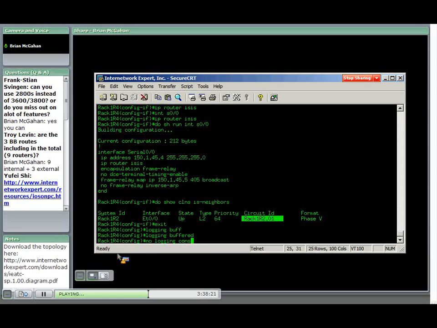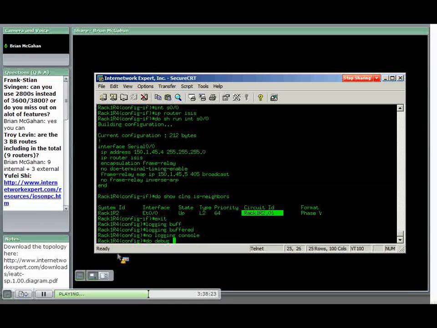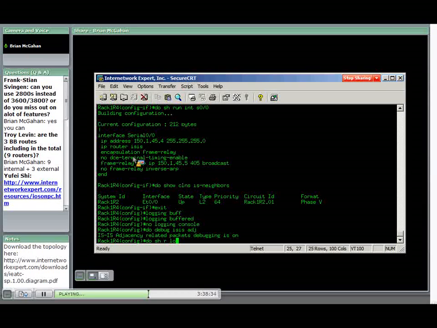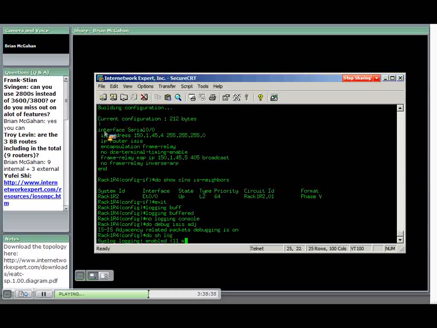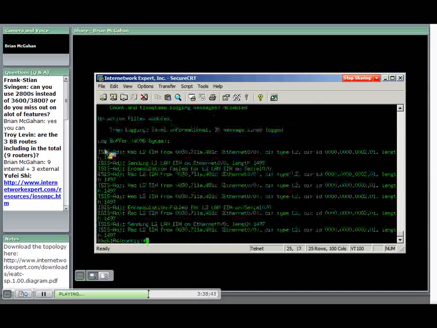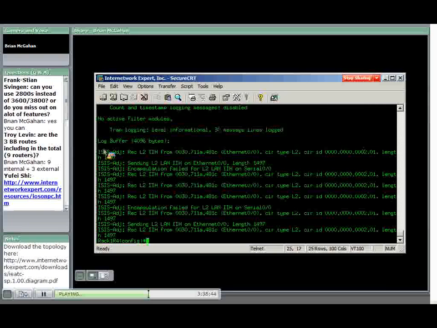One of the things you can do to avoid this is that instead of logging to the console, we'll go ahead and log to the buffer. So in global config, we'll say logging buffered, and we'll say no logging console. Okay, then we're going to debug isis adjacency packets. We'll let the buffer fill up with a couple of those, and then we're going to look at the show log output.